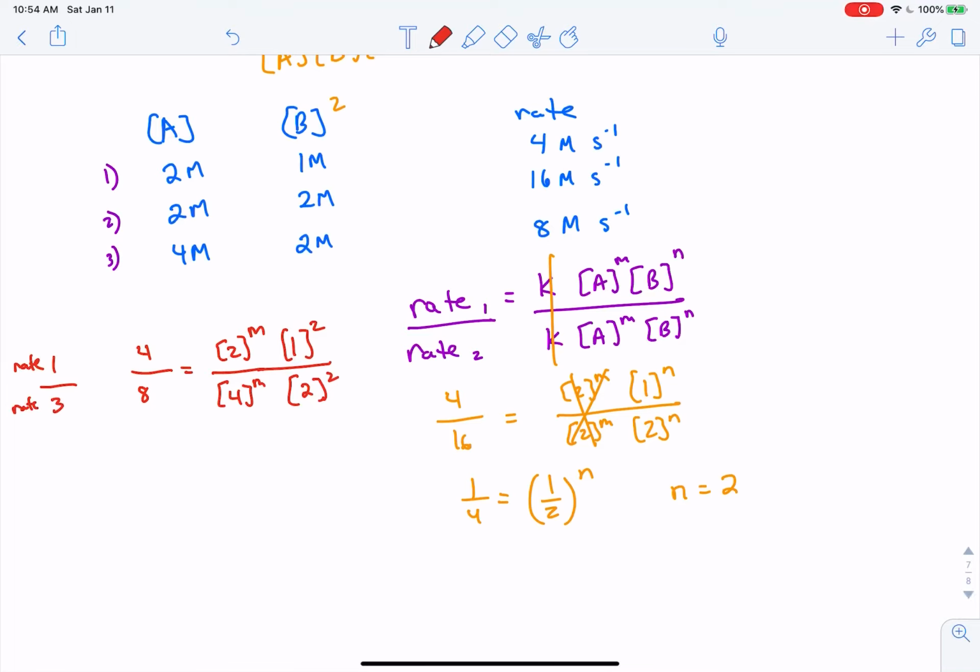So now I simplify. 1/2 is equal to 1/2 to the m times 1/2 squared. Uh-oh. I think I've actually messed this up. Wait, did I actually mess this up?